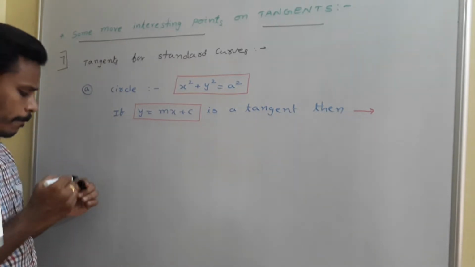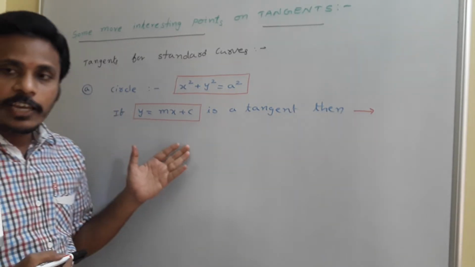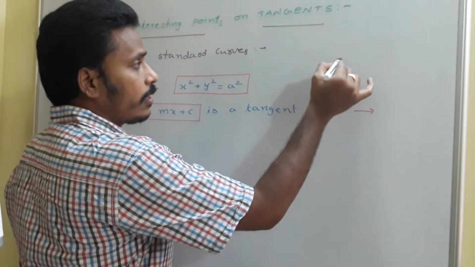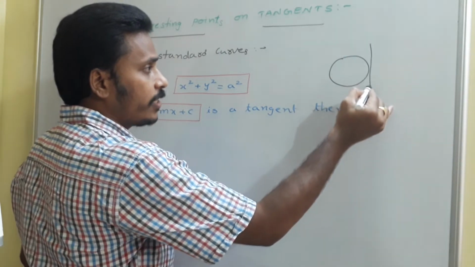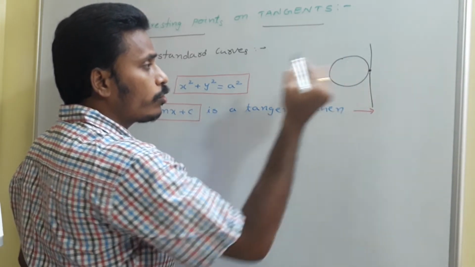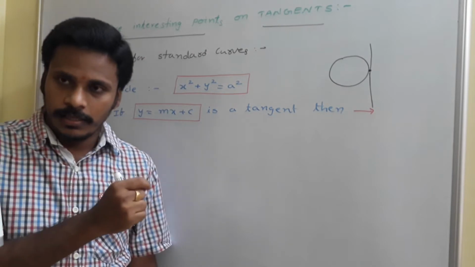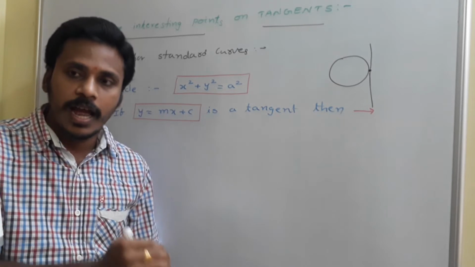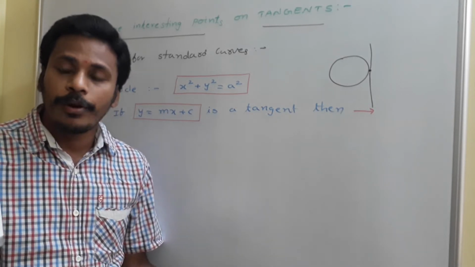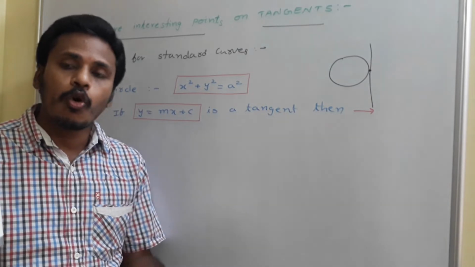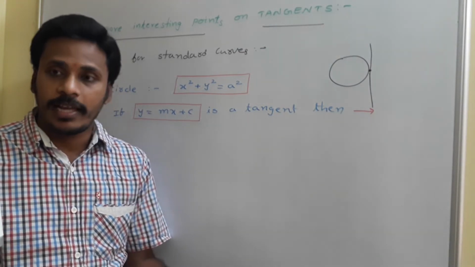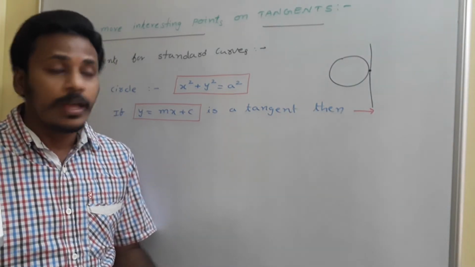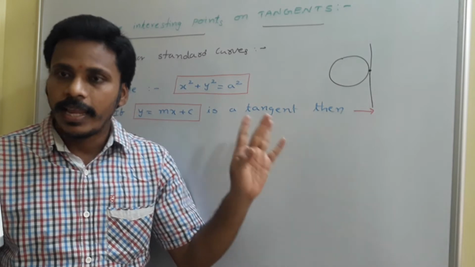See, this y is equals to mx plus c is a line which acts like a tangent for the circle. What it means? Suppose you have a circle, and for this circle we have a tangent. Since it is a tangent, for sure the tangent line will touch the circle. In the sense, there exists only one common point for the circle and the line. If there exist two common points, we call it a secant. If there are no common points, then the line is neither a secant nor a tangent. But here the line is a tangent for the circle, so for sure there is one common point.